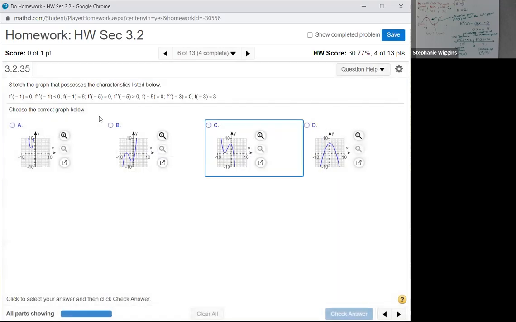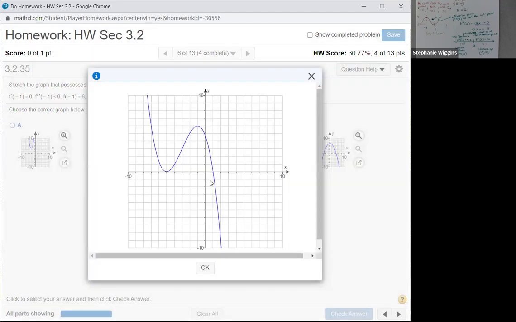Let me see right here. And it says the first derivative at -5 is 0. So let's take a look at that. At -5, 1, 2, 3, 4, 5, yes, there's a relative minimum there. So the first derivative is going to be 0 at this point. It looks like C is the choice.